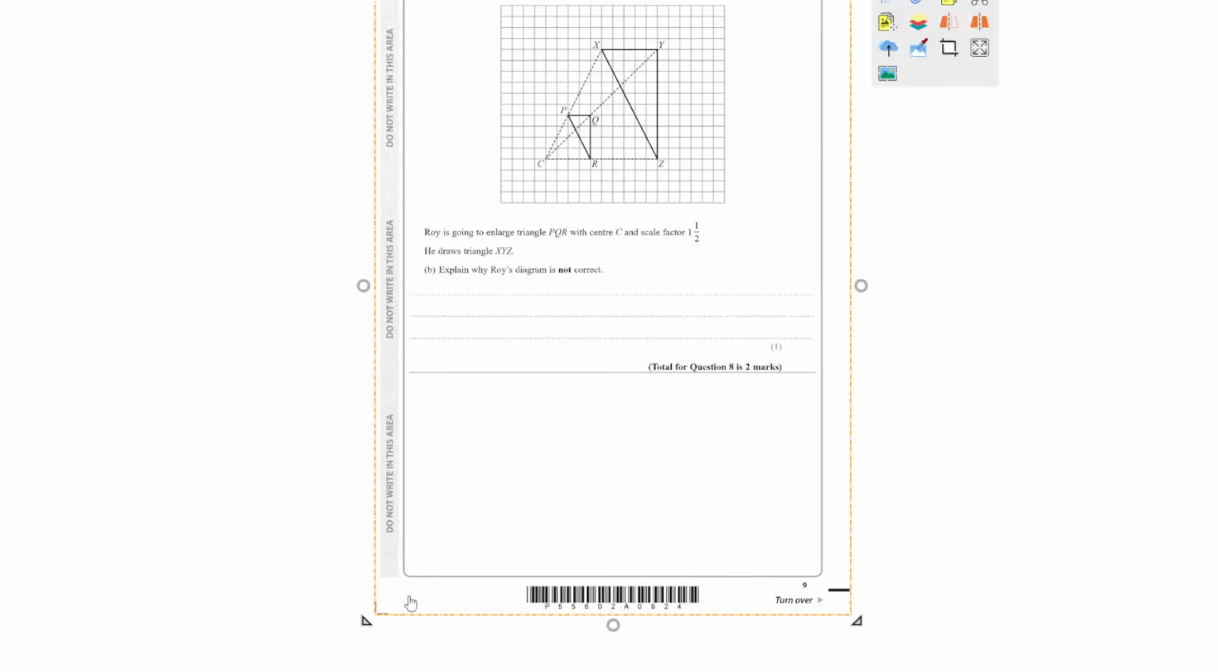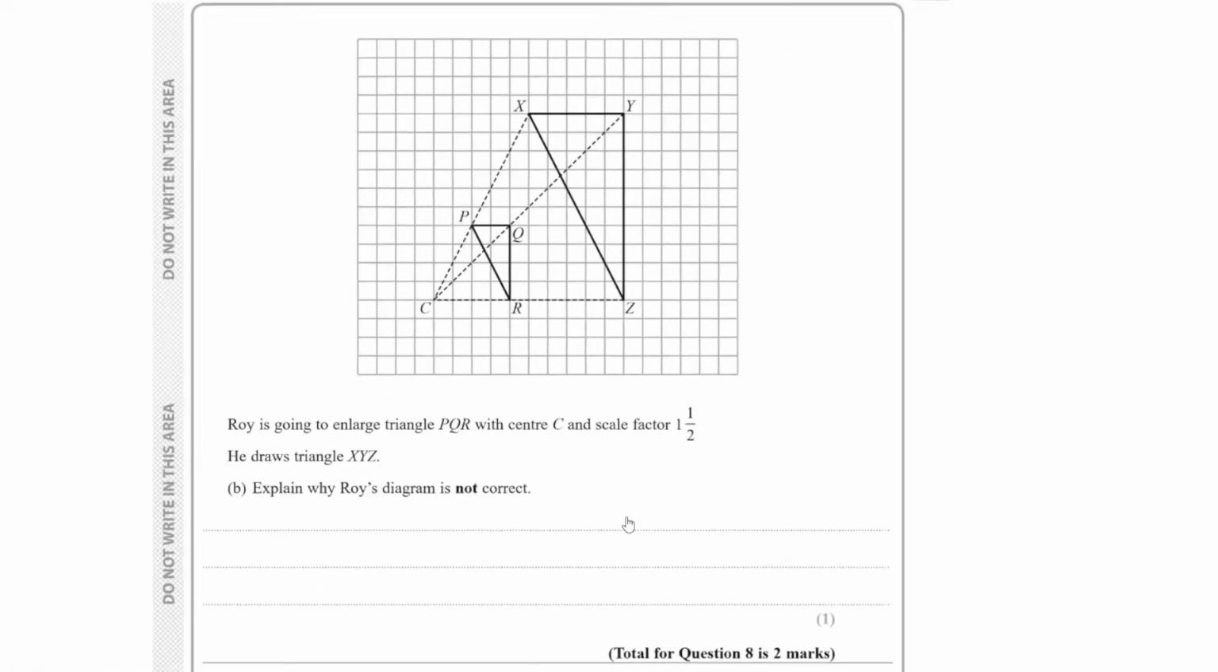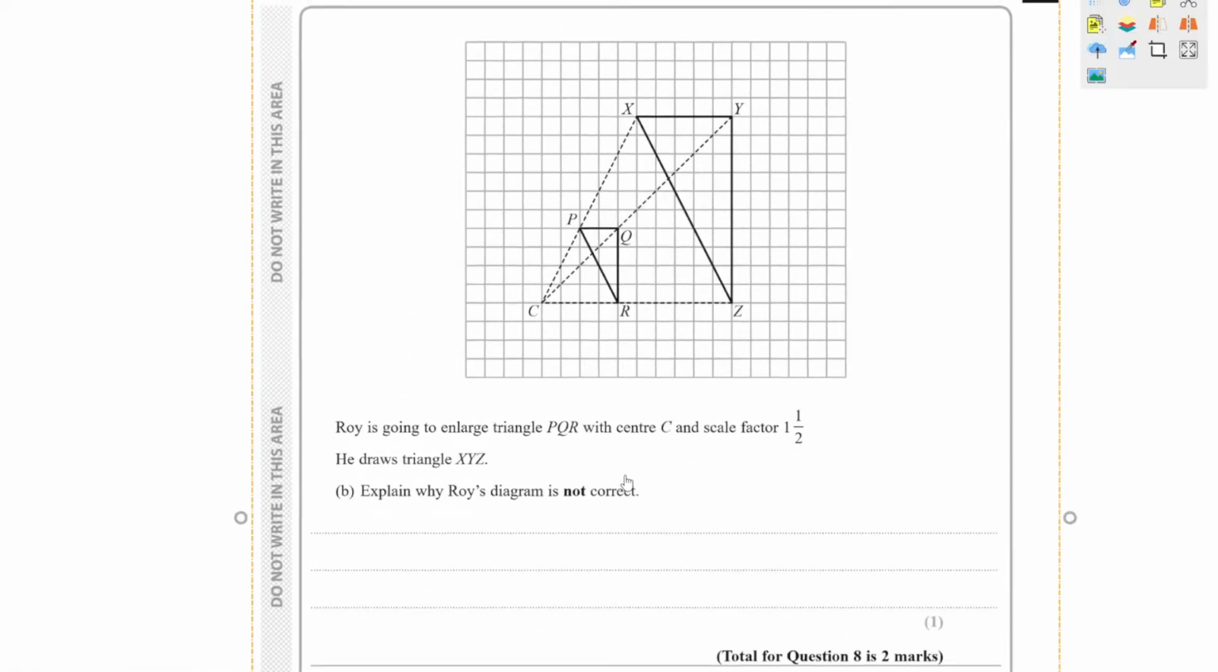Now, there is a part B to that question, not to do with Pythagoras at all, but just in terms of finding out errors. So Roy is going to enlarge triangle PQR with center C, scale factor 1.5. He draws triangle XYZ. Explain why Roy's diagram is not correct. My first thing is the center and the expansion, because he's followed the lines, that looks fine, doesn't it, in terms of it's got further away from the center.